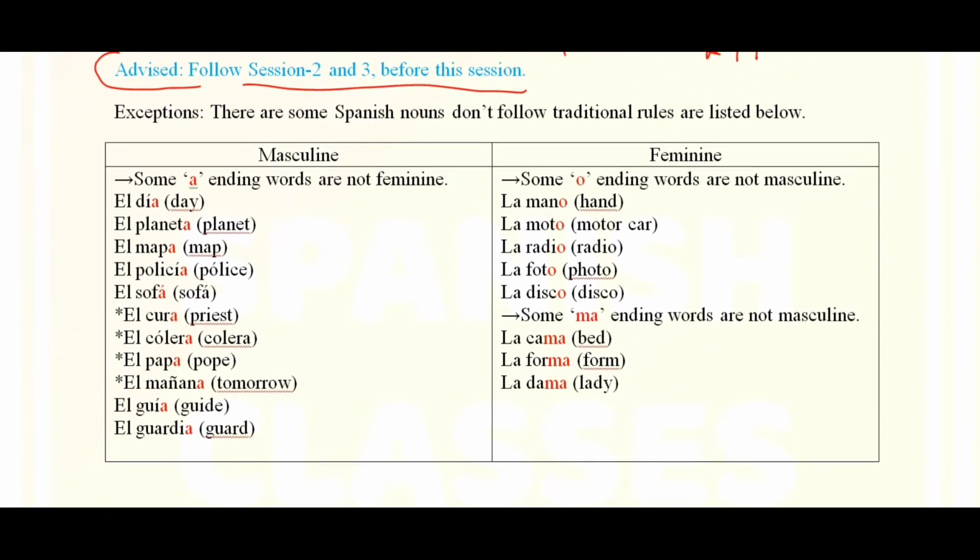See, we have studied several rules to identify masculine and feminine. So here we have some exceptions. What are the exceptions? Everything is listed here. In masculine we had some rules, and in feminine also we had some rules. But we will see some exceptional things here. So let's start with the masculine side.